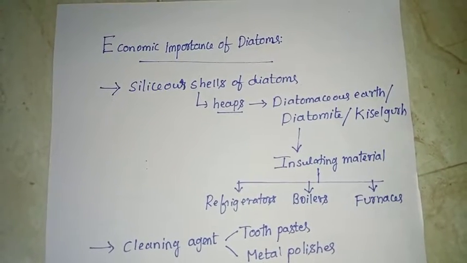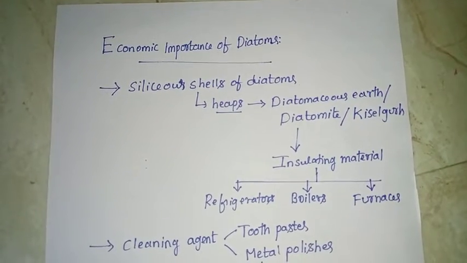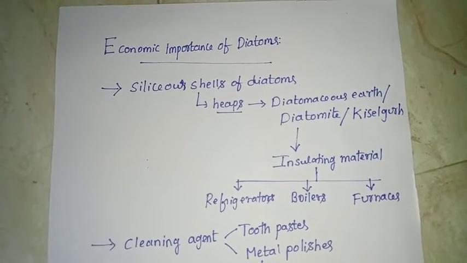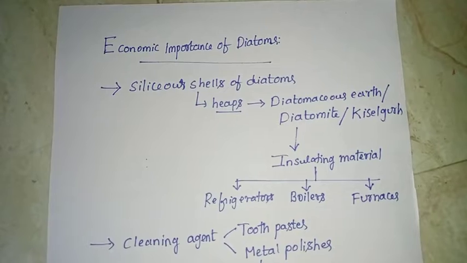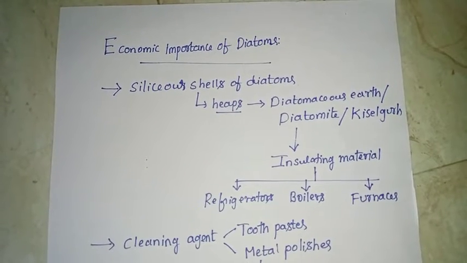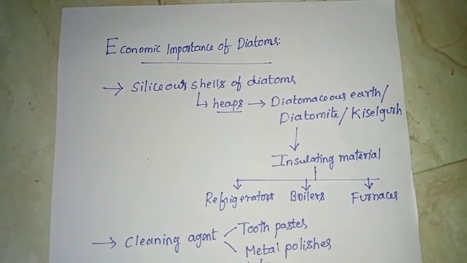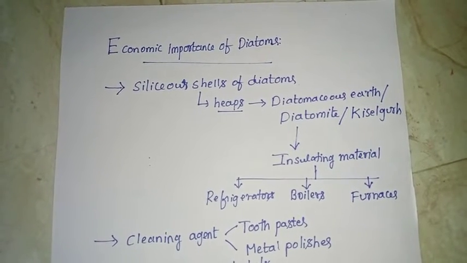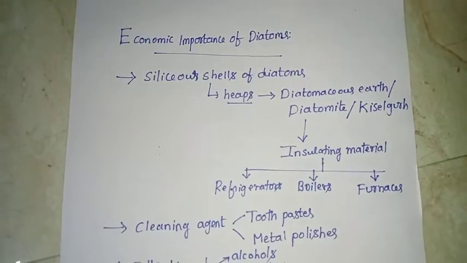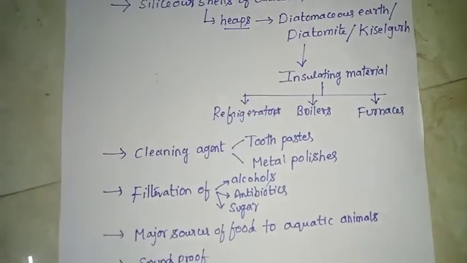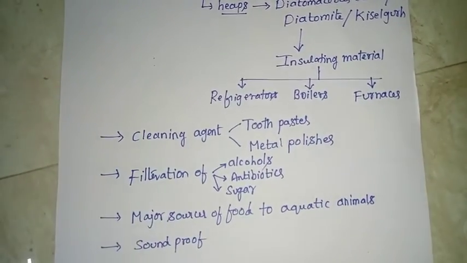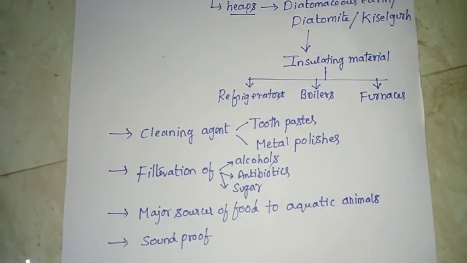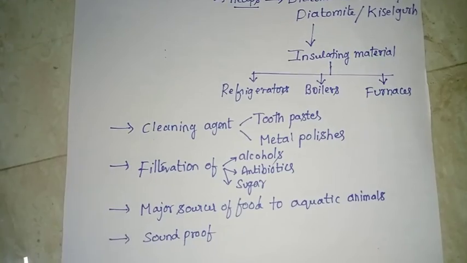The next one is the economic importance of diatoms. Generally the siliceous shell of diatoms forms a heap. That heap we call diatomaceous earth, also called diatomite, also called kieselguhr. It is used as an insulating material in many refrigerators, boilers and furnaces. My dear student, it is also used as a cleaning agent in toothpaste and metal polishes. It is required for the filtration of alcohol, antibiotics and sugar.